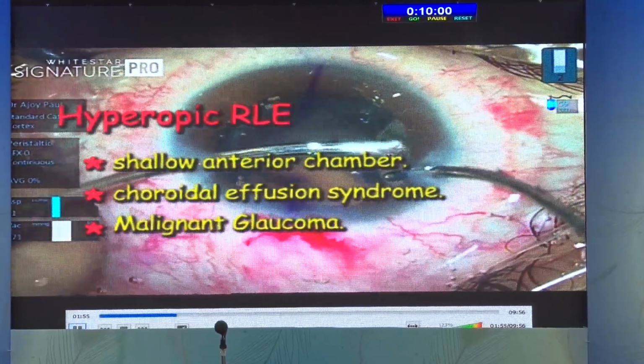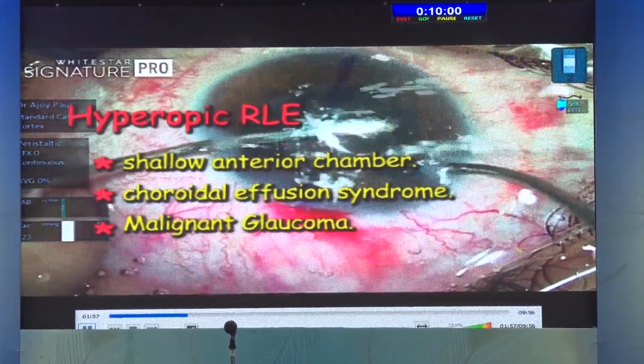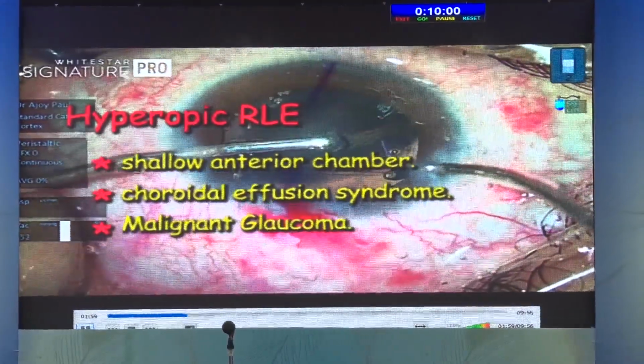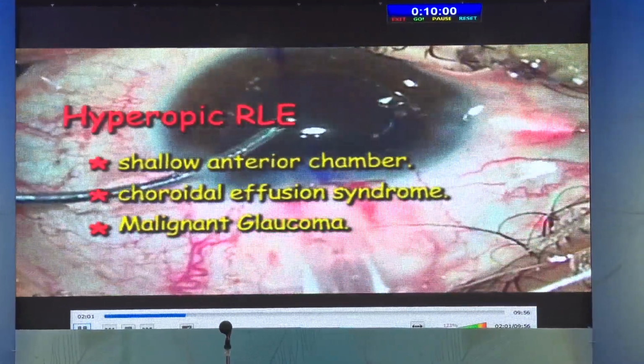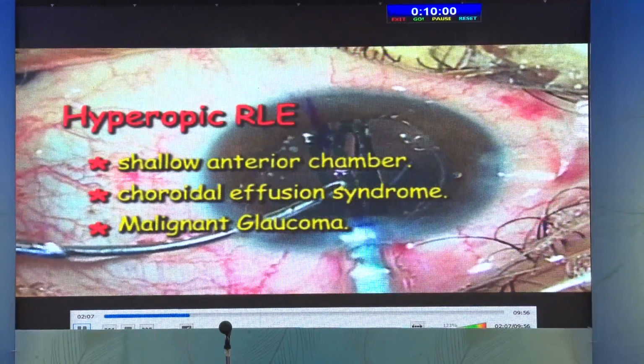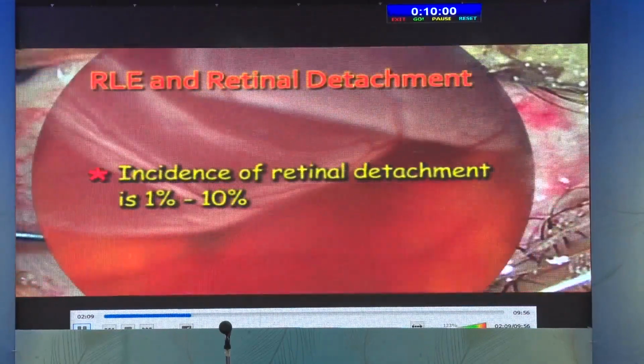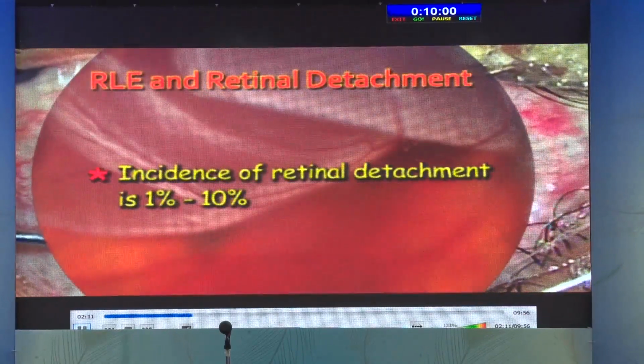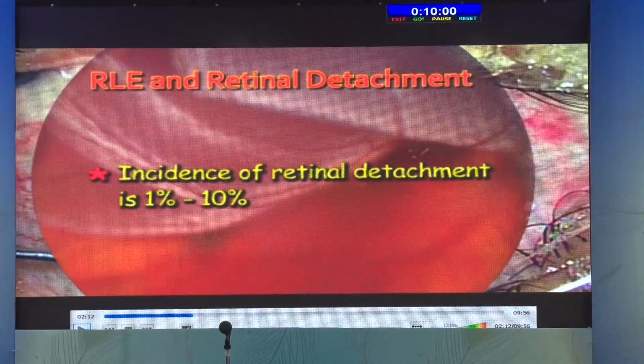To remember that in a hyperopic eye, definitely a shallow entry, because you are cramped up in a small space, choroidal effusion and malignant glaucoma can occur at times. So before taking this procedure, counsel the patient that it's not easy to just go ahead, and the incidence of RD is as high as 10%. Now this is something you should remember.